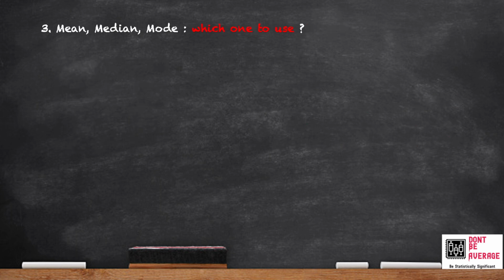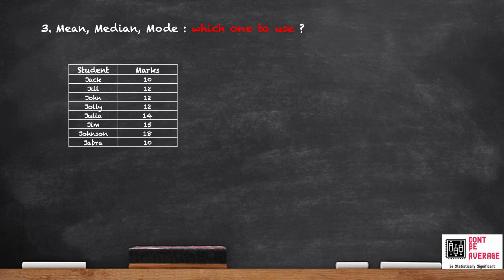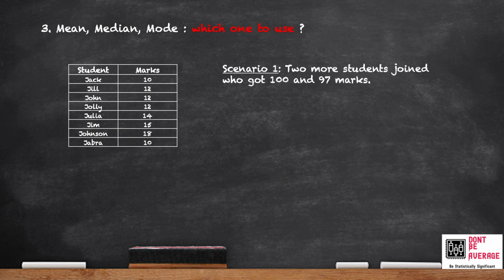One more very important thing we need to know is why we have 3 such measures and not 1. When should we use median and not mean, and vice versa? That also you can identify now by looking at a few scenarios. As our example data, we have the marks obtained by 8 students in an exam. Let's say in this group, 2 more students have joined who have got 195 marks. Now if you calculate the mean, it will be 30.